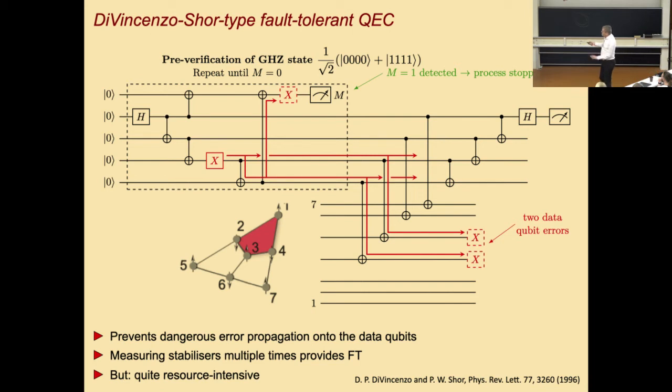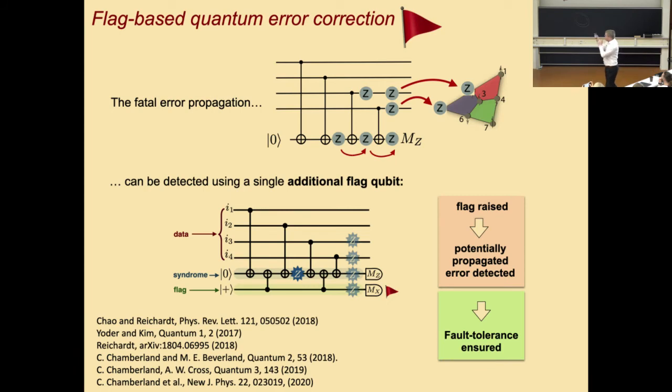It's resource-intensive. We want to measure a 4-qubit stabilizer, which takes 4 or even 5 ancilla qubits, and all this overhead of additional gates. There's then a recent development that started just a few years ago that is now known under the paradigm of flag-based quantum error correction. A very simple idea that was realized quite late, if you think about it.